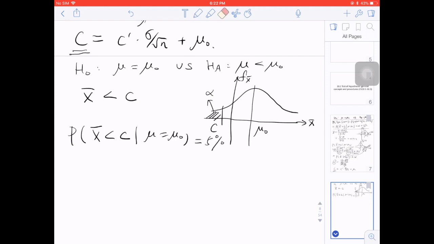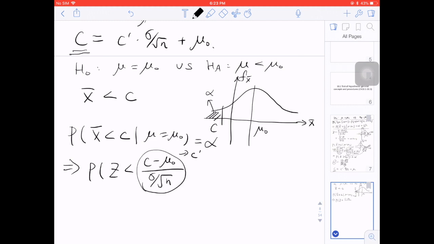Or to be more general, we can say alpha. Okay, you can say alpha. And then you convert this X bar into Z, right? So C prime, so this is your C prime. Okay, once this alpha is fixed, you can have this C prime using the Z table, right? And then because this one is known, this one is known, this one is also known, you can have the corresponding value for C.